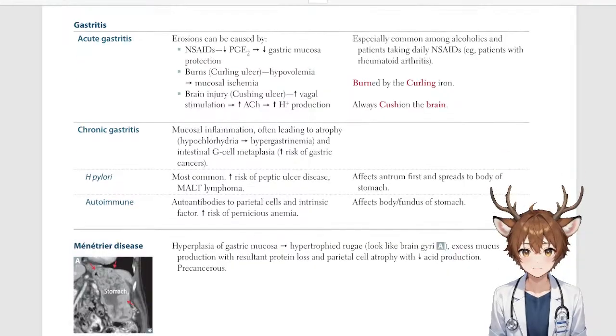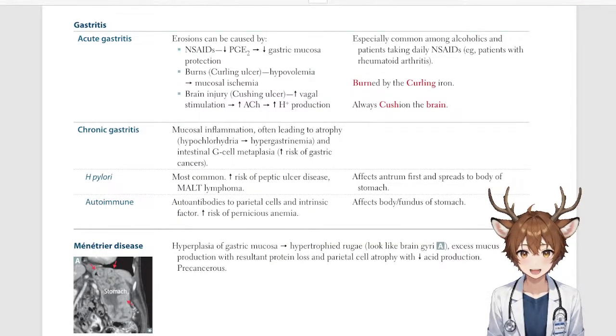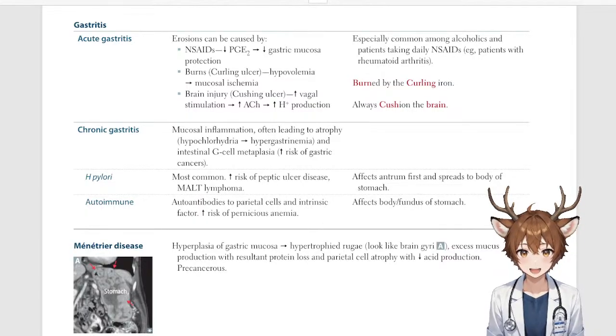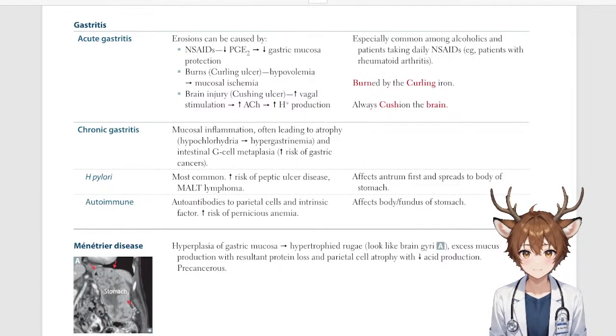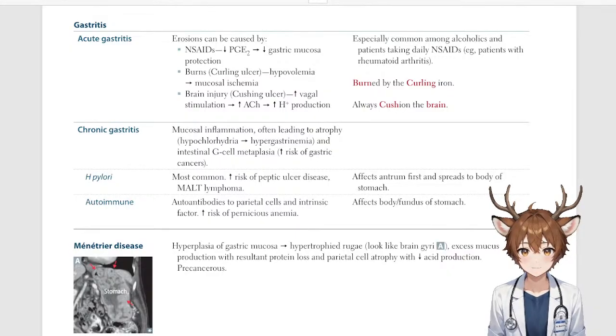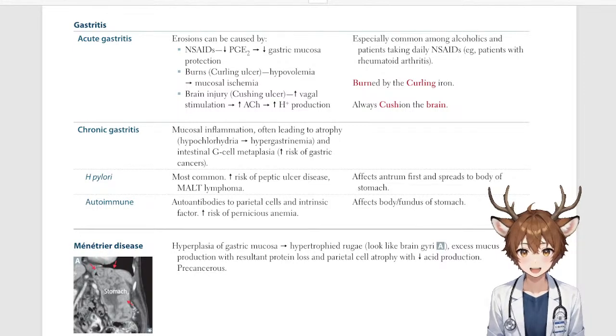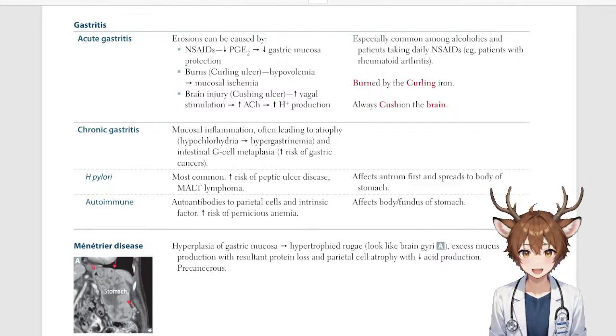What about gastritis? Acute gastritis, erosions can be caused by NSAIDs with a decrease in PGE2 and a decrease in gastric mucosa protection. Burns, Curling ulcer, hypovolemia leading to mucosal ischemia. Brain injury, Cushing ulcer leading to vagal stimulation, increased acetylcholine, and increased hydrogen ion production. Especially common among patients with alcohol use disorder and those taking daily NSAIDs, that is to say for rheumatoid arthritis. Burned by the curling iron is the learning device, and always cushion the brain.